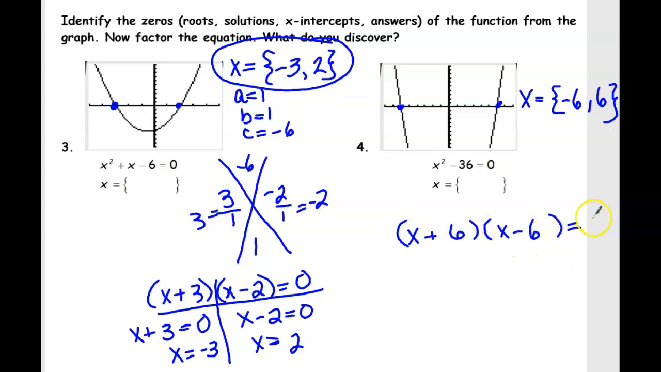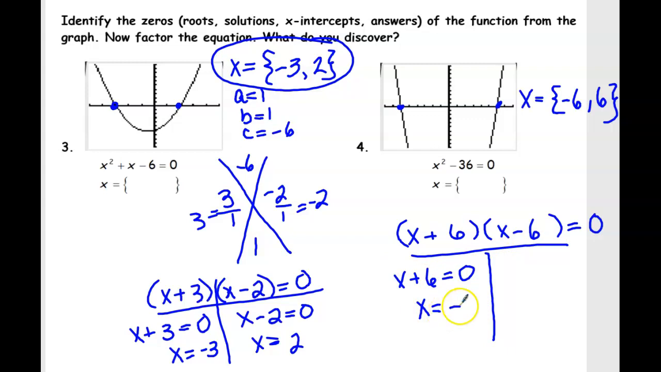Then I set them to 0 using the zero product property. So x plus 6 is equal to 0, so our x is -6, and x minus 6 is equal to 0. So here our x is +6. Again, showing that our solution is -6 and 6.